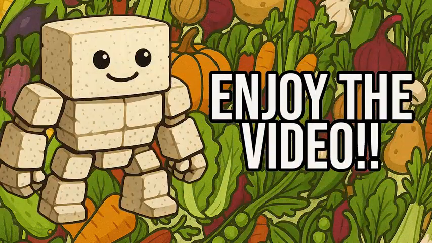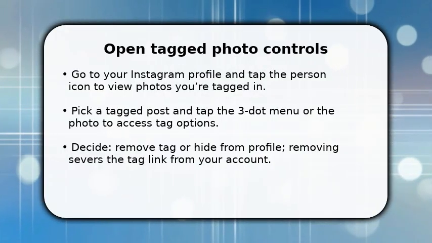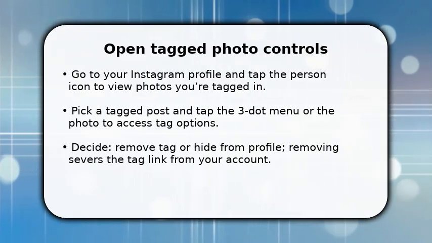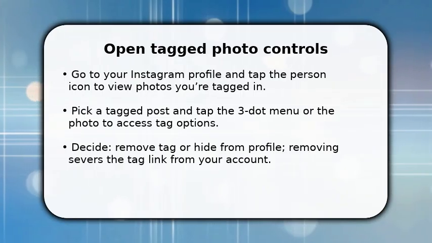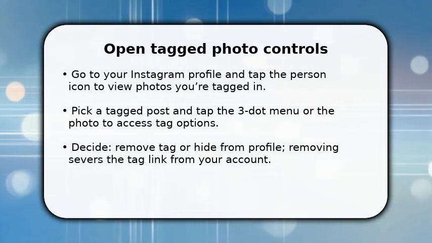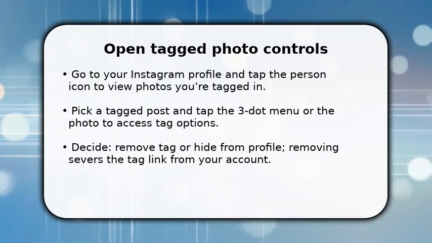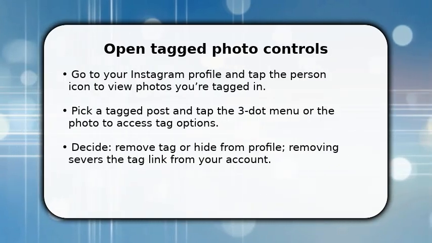Please enjoy the video. You're starting inside Instagram. Open your profile and tap the Tagged Photos tab so you're on the exact content. Once there, tap the post and then the three-dot menu or the photo itself to reveal tag controls. This is where you act.